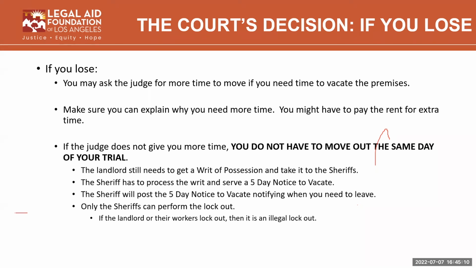And if the judge does not give you more time, you don't have to move out that same day of your trial. The landlord still needs to file what's called a writ of possession, and then they'll take that writ over to the sheriffs. Once the sheriffs get the writ of possession, then they can serve a 5-day notice to vacate. And once the sheriffs post that 5-day notice to vacate, then you will need to start planning to move out. But even if your landlord is to win at court, they cannot forcibly lock you out of the unit. If they do, you can contact the police to file a report regarding an illegal lockout.